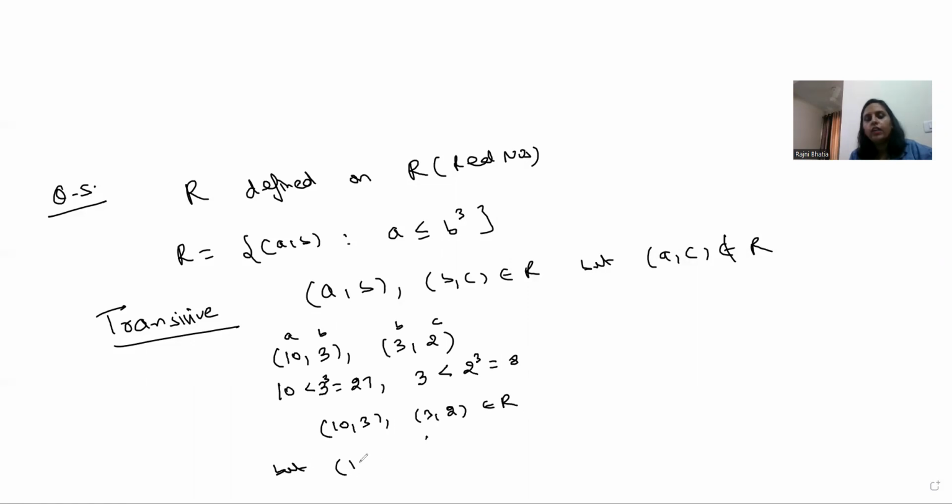But if we look at A comma C, which is 10 comma 2, we have to compare 10 with the cube of 2, which is 8. And I can clearly say that 10 is greater than the cube of 2. So 10 comma 2 does not belong to R, and therefore we can say that the relation is not transitive. So this relation is not transitive.